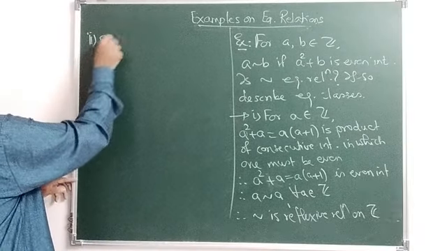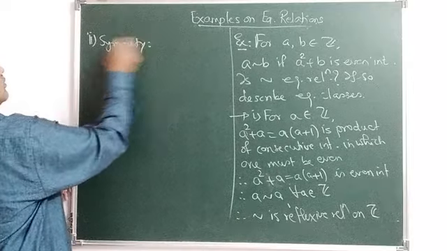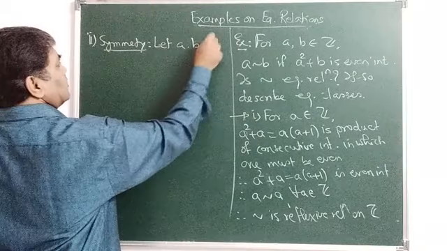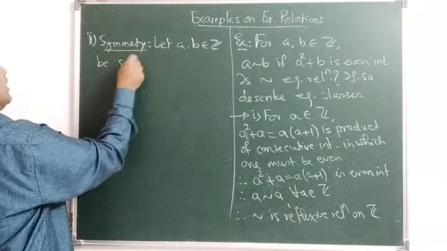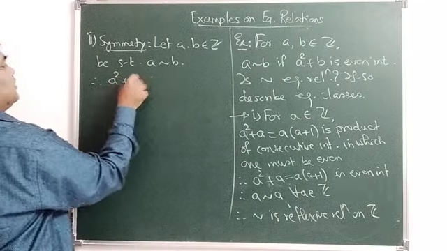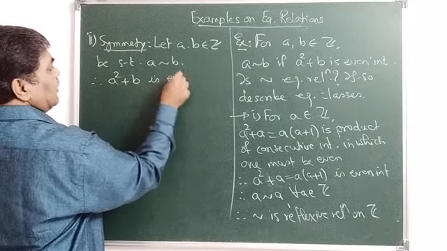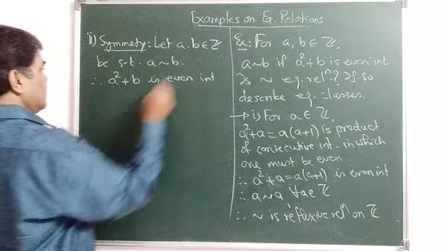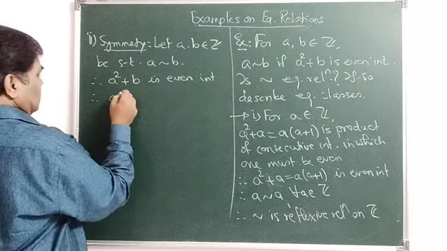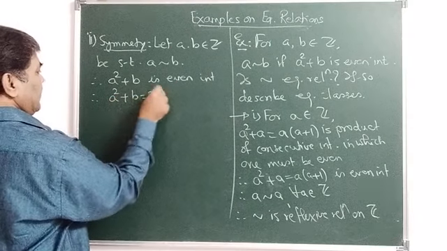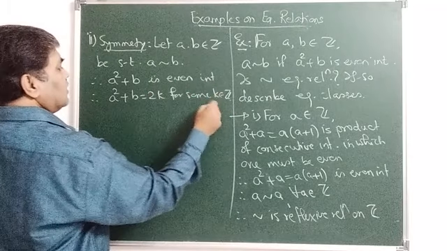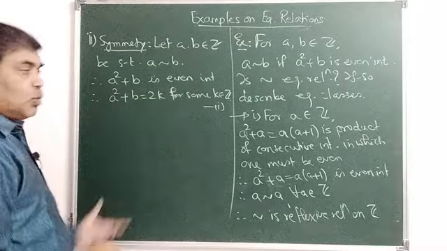So, symmetry. Let a, b belongs to Z be such that a is related to b. Therefore, a square plus b is an even integer. Therefore, a square plus b is equal to, say, 2k for some k belongs to Z, as it is even, therefore it is a multiple of 2.